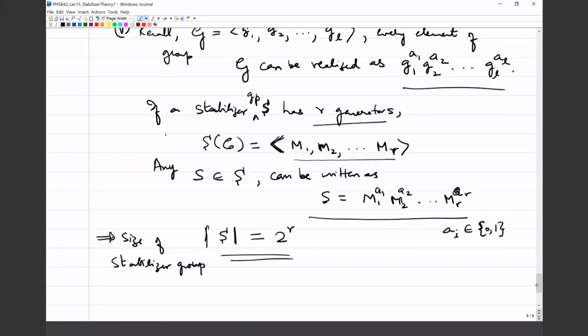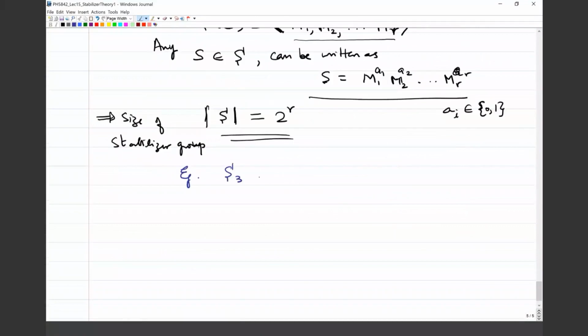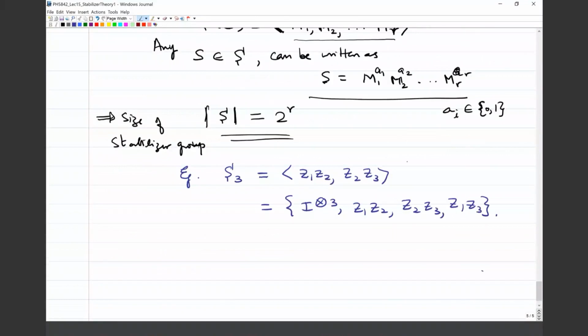So this is the connection between how many generators you can have and how many elements are in the stabilizer group. Again, you can revisit this example that we did of the 3-qubit code. Remember that this is the group generated by two operators, Z1 Z2, Z2 Z3. So the total group itself had 4 elements, right? It had identity tensor 3, Z1 Z2, Z2 Z3, and Z1 Z3. So R is 2 and the cardinality of the group is 4.